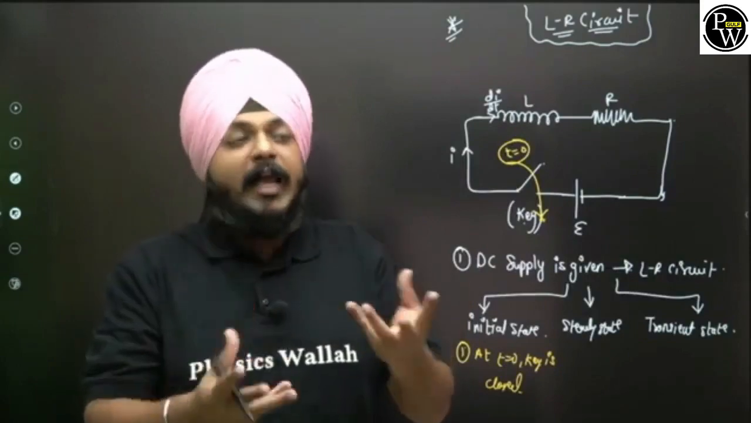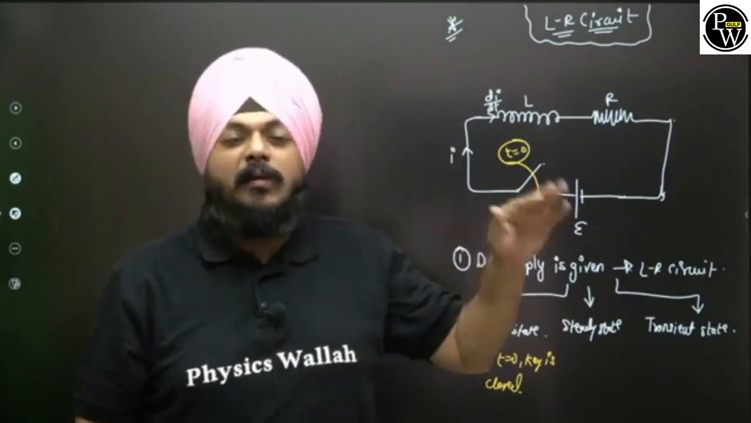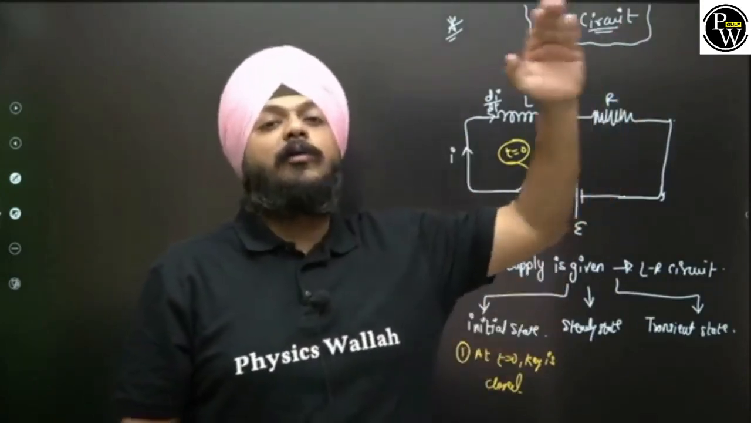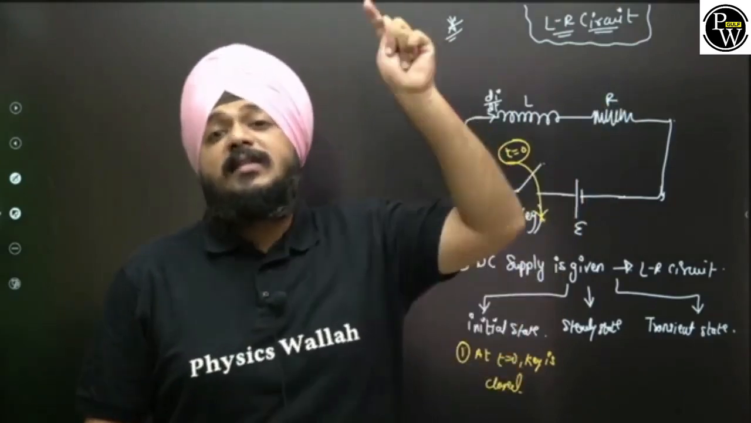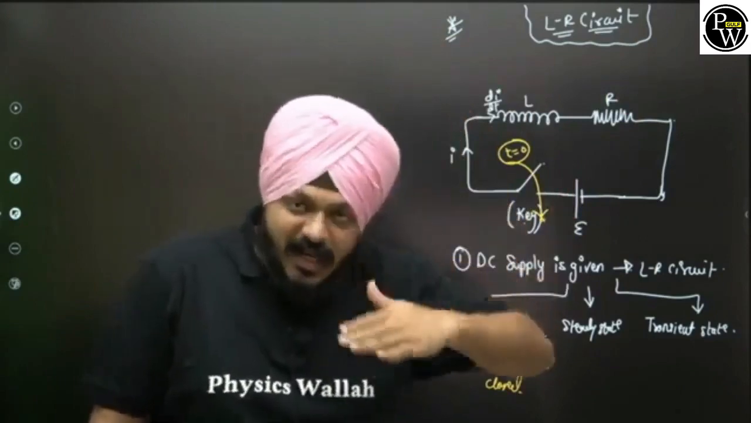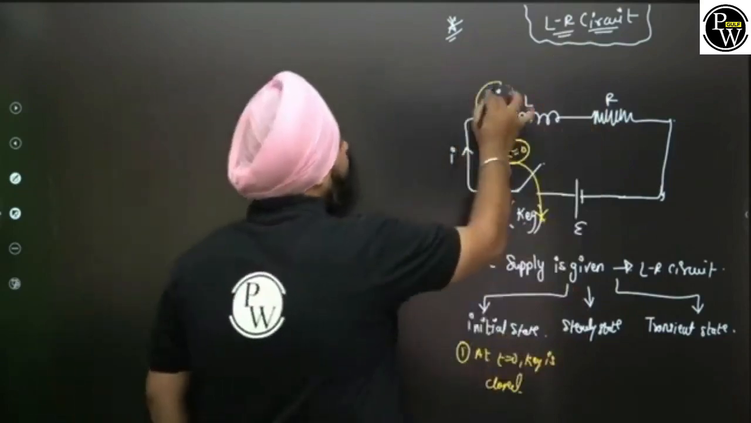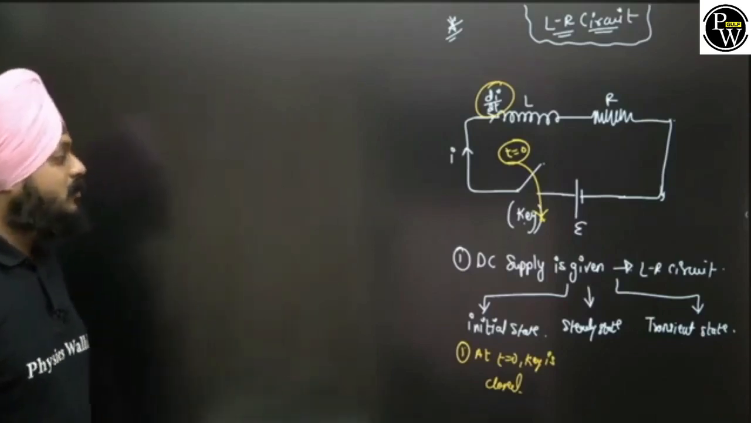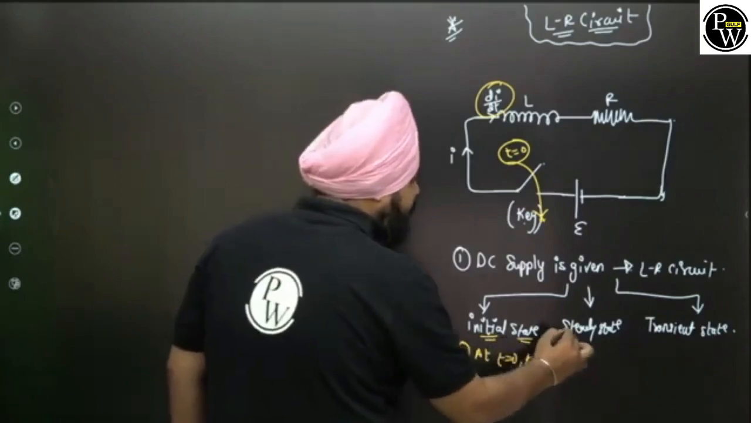Till the time the inductor gains the entire energy, slowly the charges will move. After a very long time, the inductor offers zero resistance and slowly, gradually, the current is increasing. For that reason, we have the rate of current flow as di by dt. So the first one is the initial stage. The second one is the steady state.